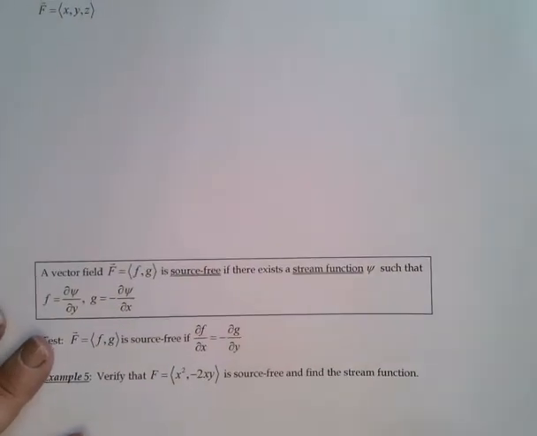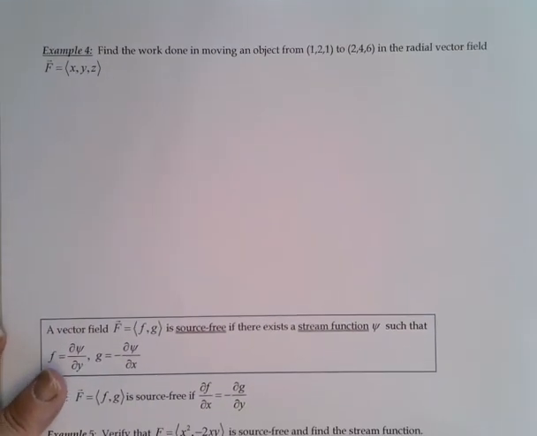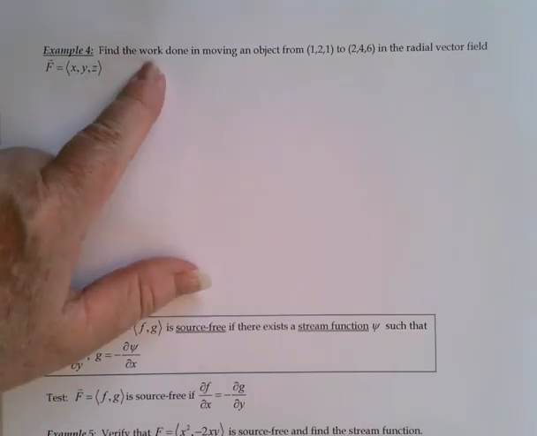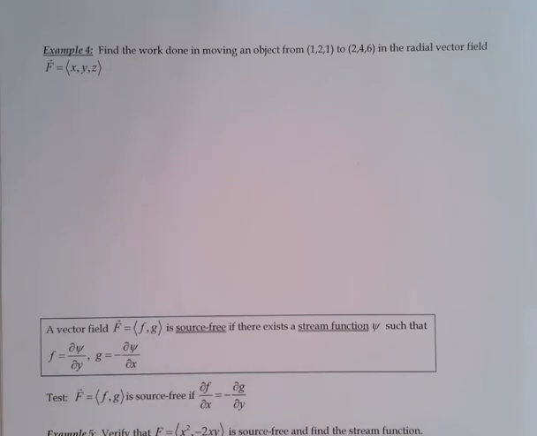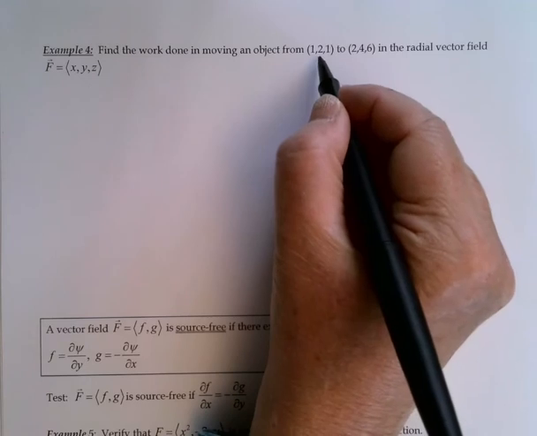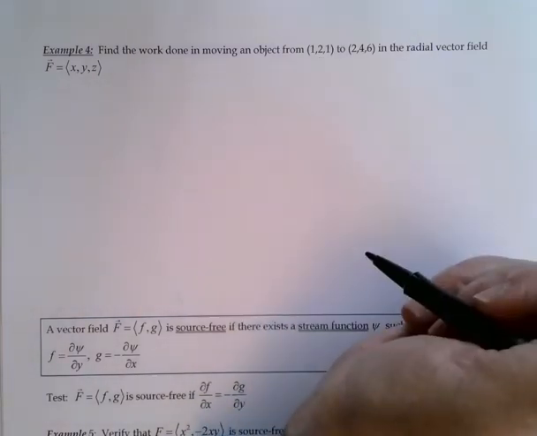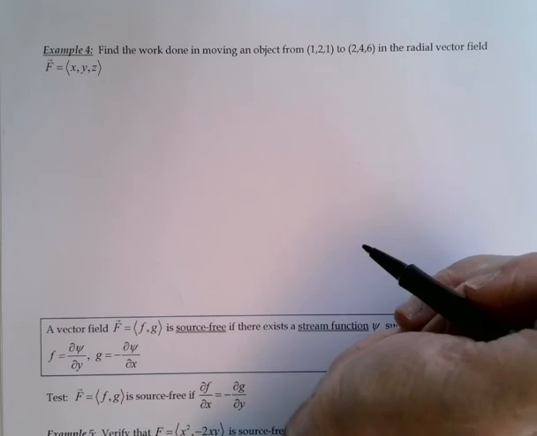Let's go ahead and do example 4 as well. We got a 3-dimensional one here. So I'd like to find the work done. Remember, work is calculated the exact same way as circulation, so no difference. I want to move the object from the point (1, 2, 1) to (2, 4, 6), and I'd like to do this in the radial vector field, <x, y, z>.